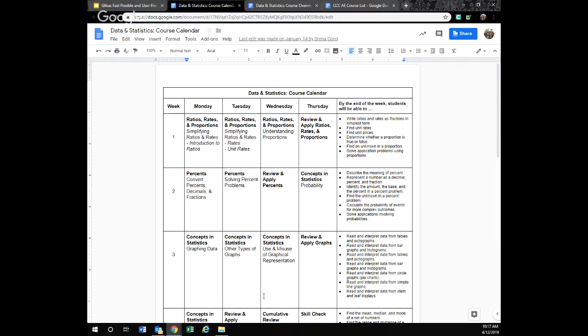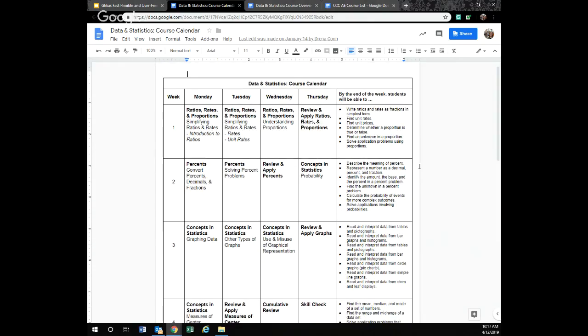And so this is a huge part of the flexibility piece that we've built in, making sure that students know exactly what's going on every day in class. And then over here, you'll also see all of those standards that we're hitting in the class.